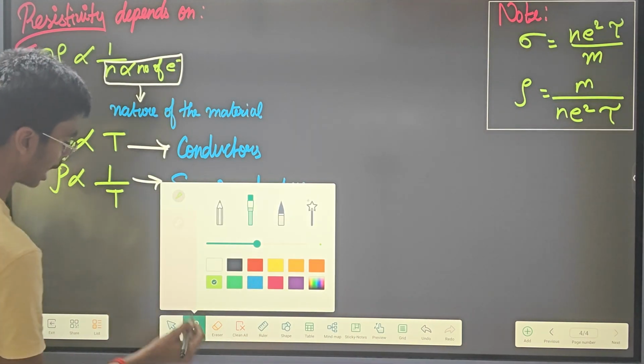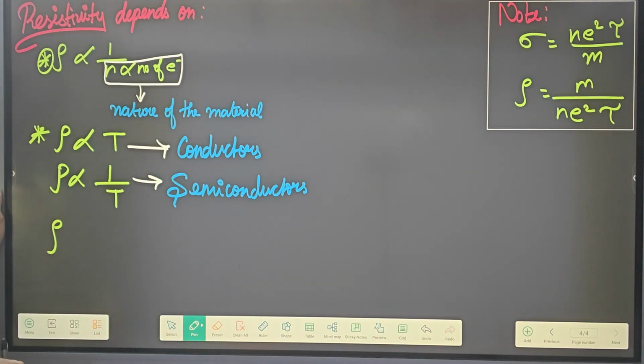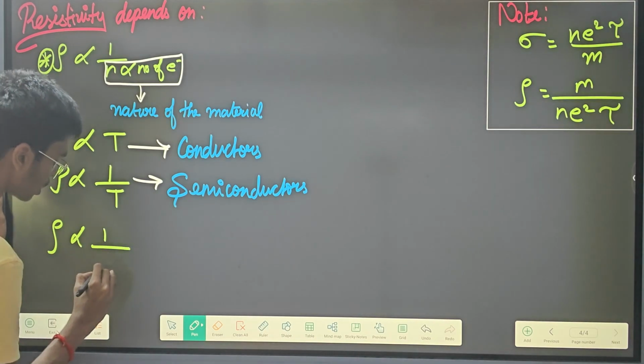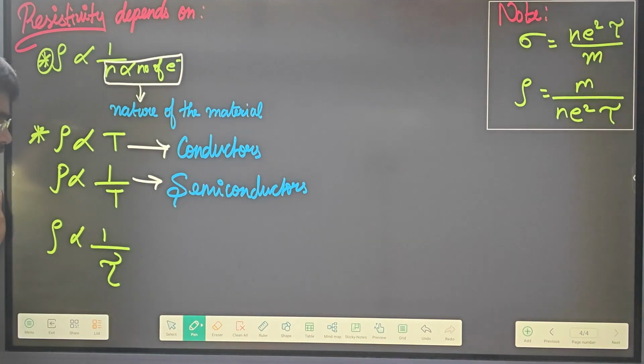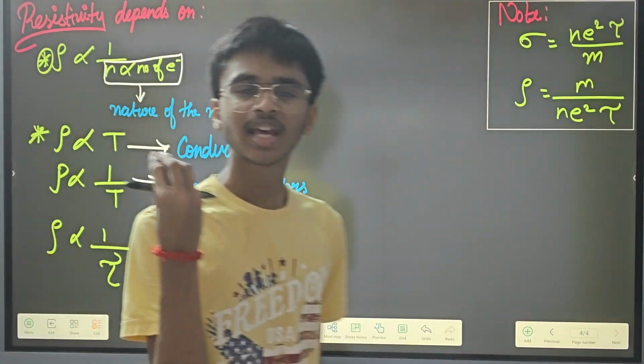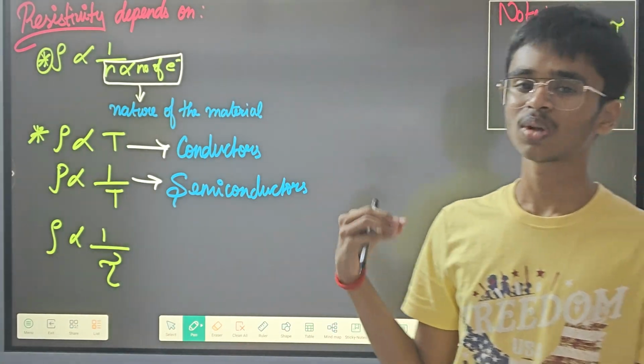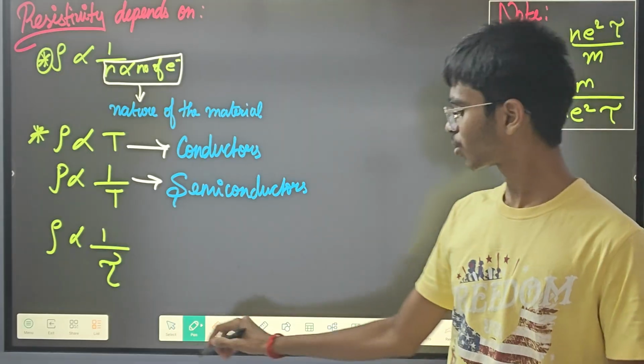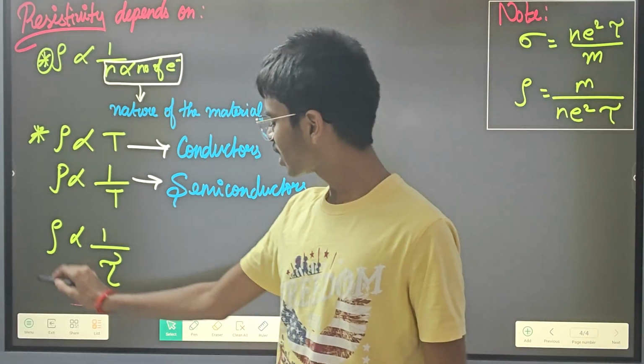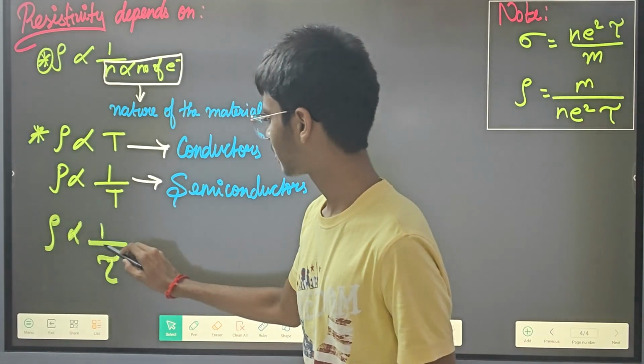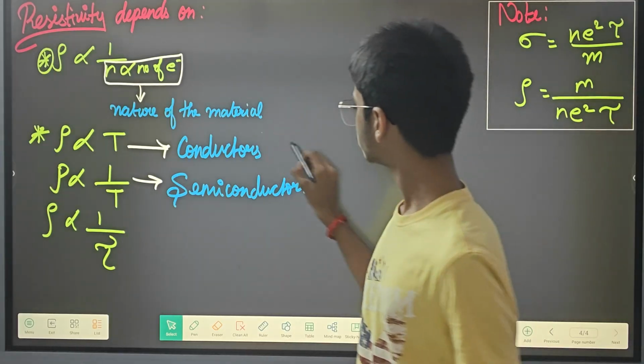Also, you have to note that resistivity is inversely proportional to tau. What is tau? It is just the relaxation time, right? In drift velocity, we have v equal to a times tau, right? That tau is this tau also. So it is inversely proportional, and I'll explain that concept also.